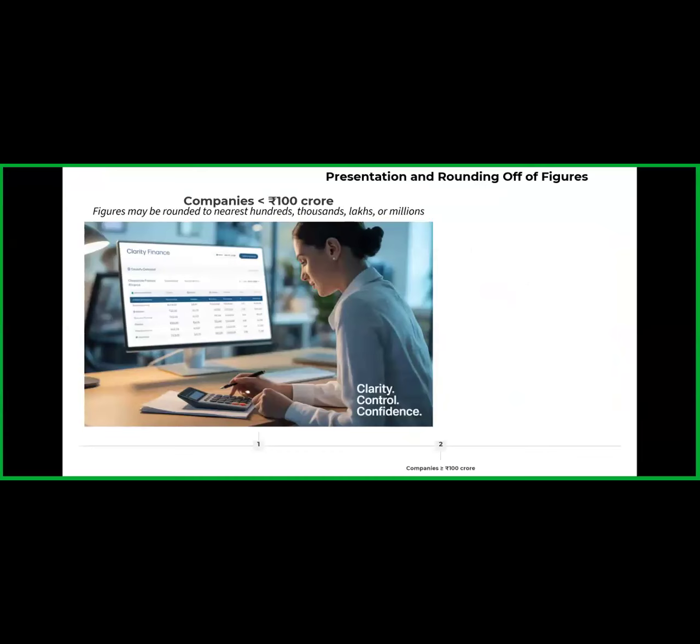Okay, now there are times, under Division 2 of the Companies Amendment Act 2015, when they want the presentation and rounding of figures. If the company has figures of more than 100 crores, the figures may be rounded to the nearest hundreds, thousands, lakhs, or millions to avoid complexity or complicated, unreadable information.